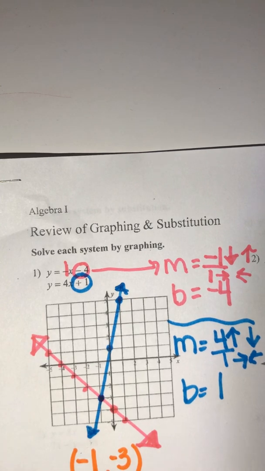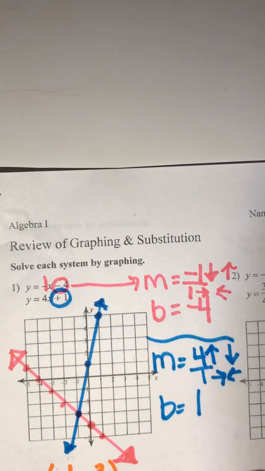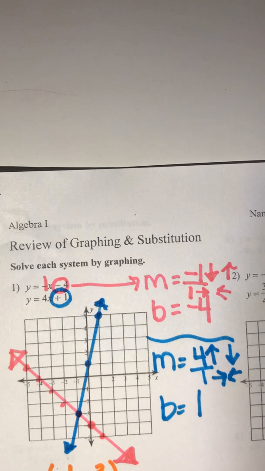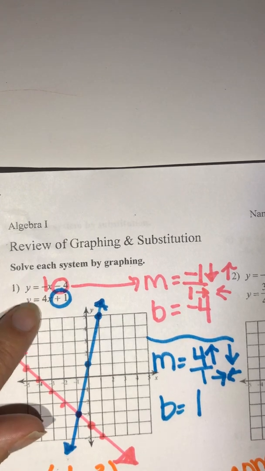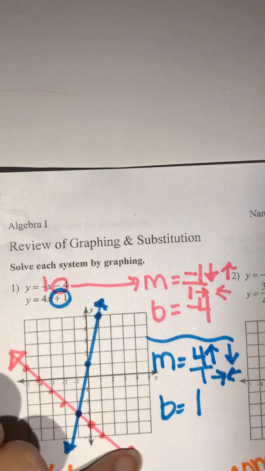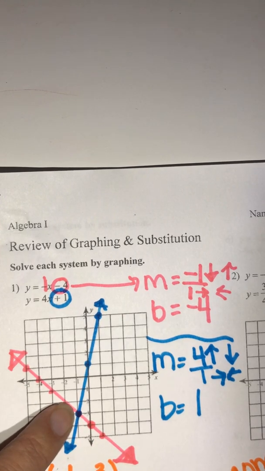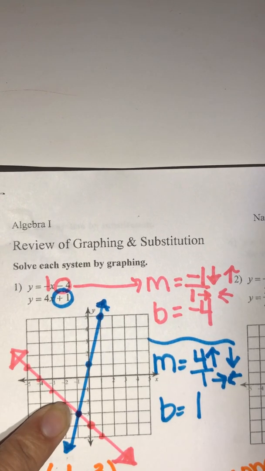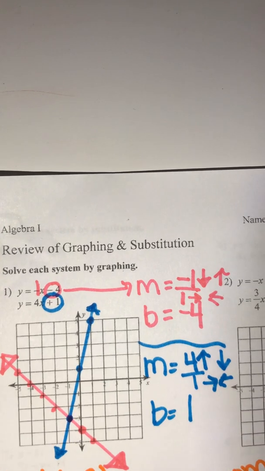Now with the system of equations, you can type it in Desmos, D-E-S-M-O-S. It's a website that's got a graphing calculator on it. And as long as your equations are in slope-intercept form like they are here, it will automatically give you these two lines and show you where it's crossing at. And that's at Desmos.com, and we can even use that on the EOC.